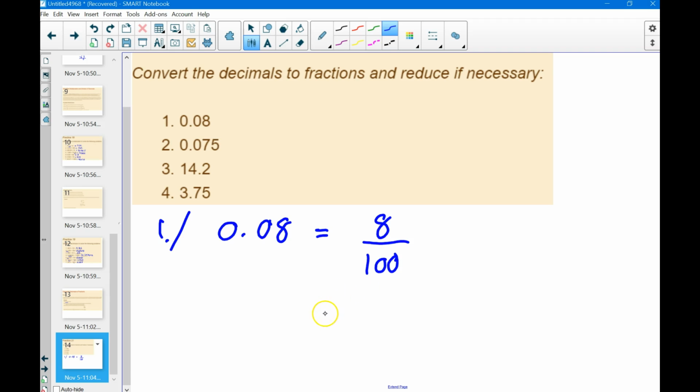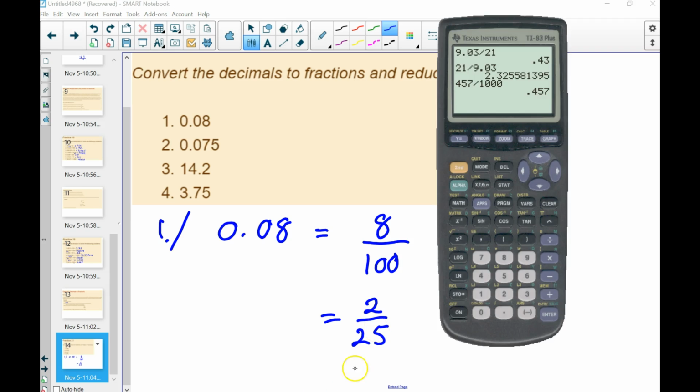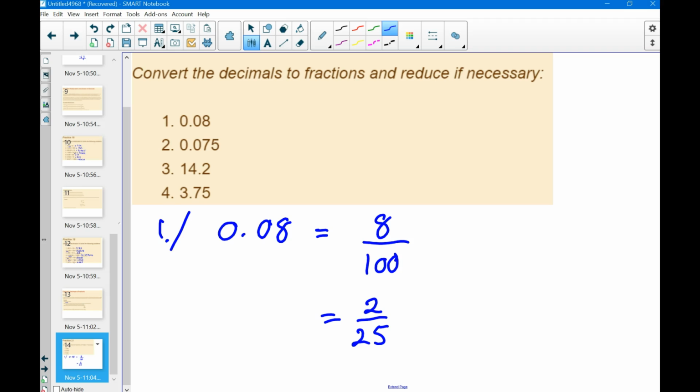Because 4 divides into 8 twice, and 4 divides into 100 25 times. And just to show that we're not doing anything bad or wrong, we take 2 over 25, so 2 divided by 25, and enter. We get 0.08, same as before. So if we did that and got a different answer, we made a mistake. Something's wrong.